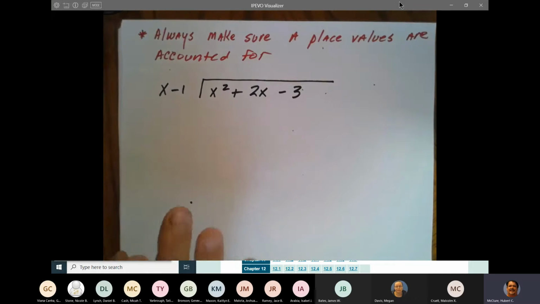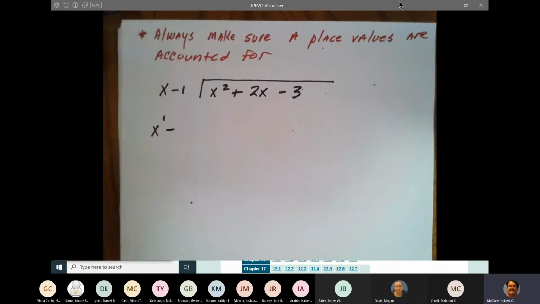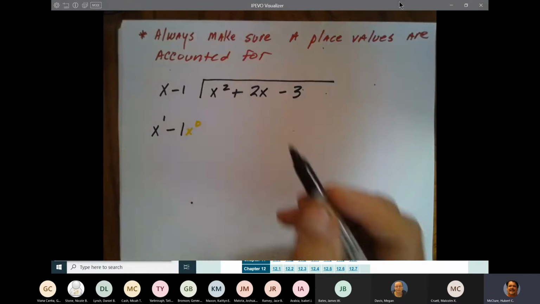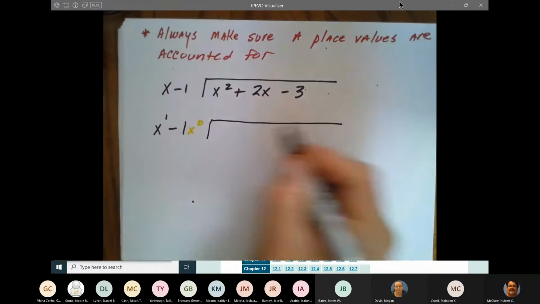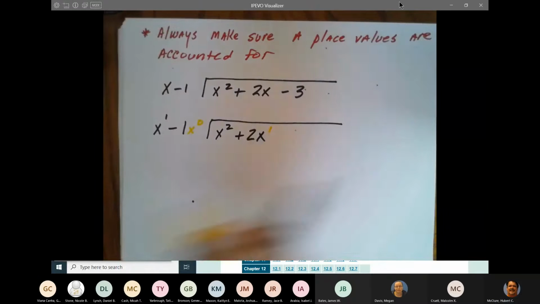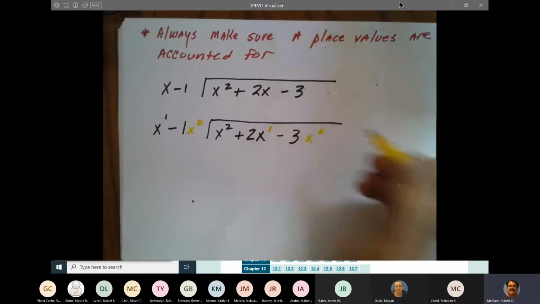Well, everything has a coefficient and everything has a variable in algebra. Well, what do you mean, Hubert? Well, I could rewrite this as x to the first minus 1, and I'm going to do this in yellow, x to the 0, divided into x squared plus 2x to the first minus 3x to the 0.